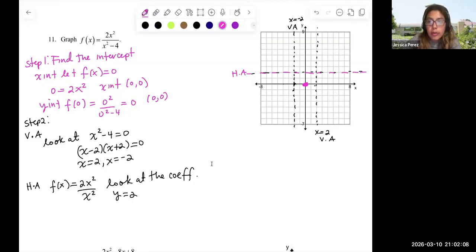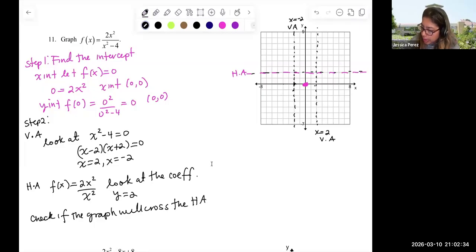To determine if it crosses or not, we can substitute the value 2 in there. So we check if the graph will cross the horizontal asymptote. To check, we have to set f of x equal to 2 and try to solve. So it's 2 is equal to 2x squared over x squared minus 4.